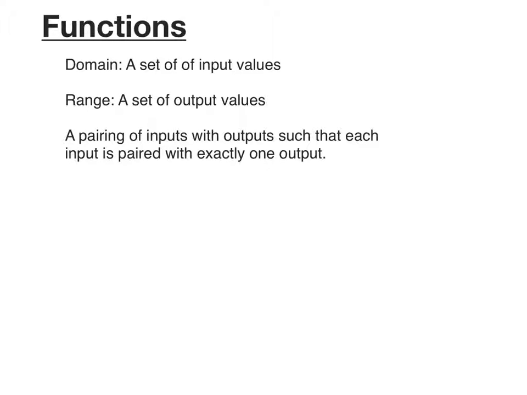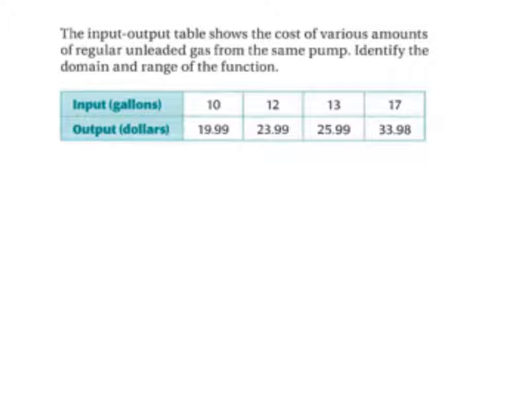A function needs to have a domain, that's a set of input values. It needs to have a range, a set of output values. And it needs to pair each input with exactly one output. So for instance, if 2 is an input that gives us 5 as an output, 2 can only give us 5 as the output. And you'll see more of what I mean in a second. Let's take a look at an example here.